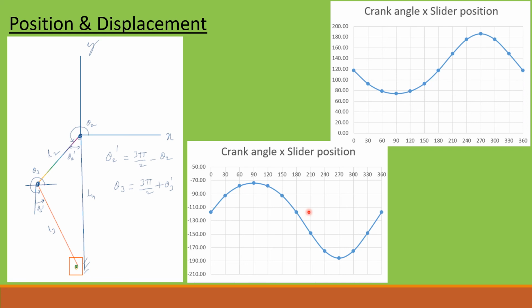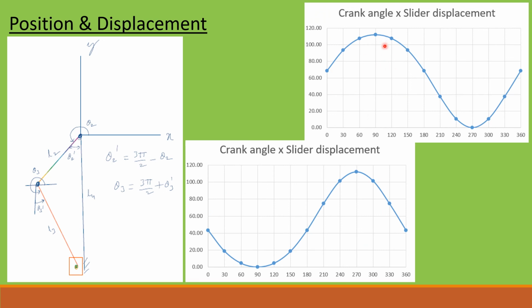Similarly, in this graph we have taken negative values of slider position in the vertically downward axis Y. So on this axis we have taken values as negative, so we get a graph like this. At 90 degrees we get minimum, again at 270 we get a maximum slider position.